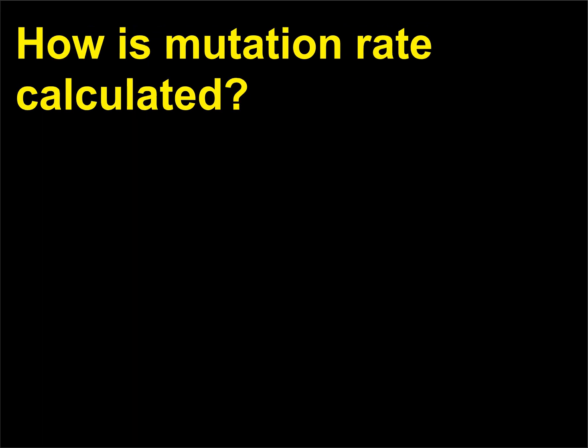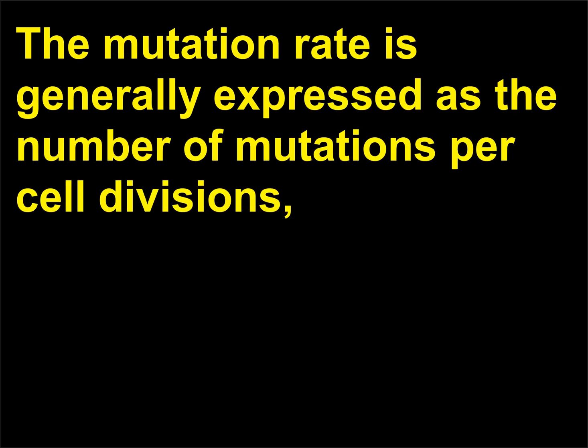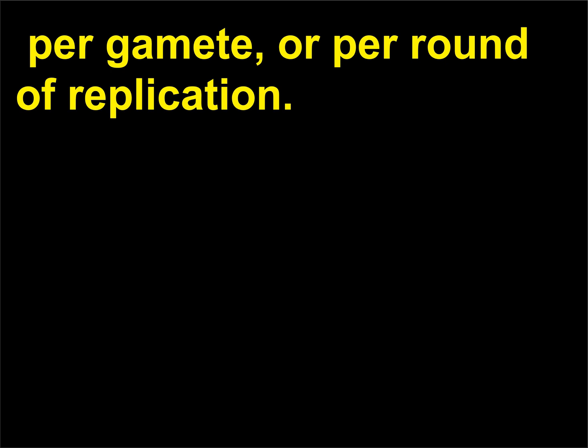How is mutation rate calculated? The mutation rate is generally expressed as the number of mutations per cell division, per gamete, or per round of replication.